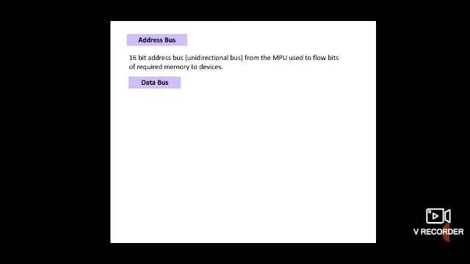Now next is the address bus. Address bus is a unidirectional bus. This is a 16-bit address bus from the MPU used to flow bits of required memory to devices. Required memory to devices means peripheral devices, and it is a unidirectional bus. Next is the data bus. Data bus is a bidirectional bus, and it is an 8-bit data bus. It is used to transfer data between the microprocessor unit and peripheral devices in both ways. So it is called a bidirectional bus.